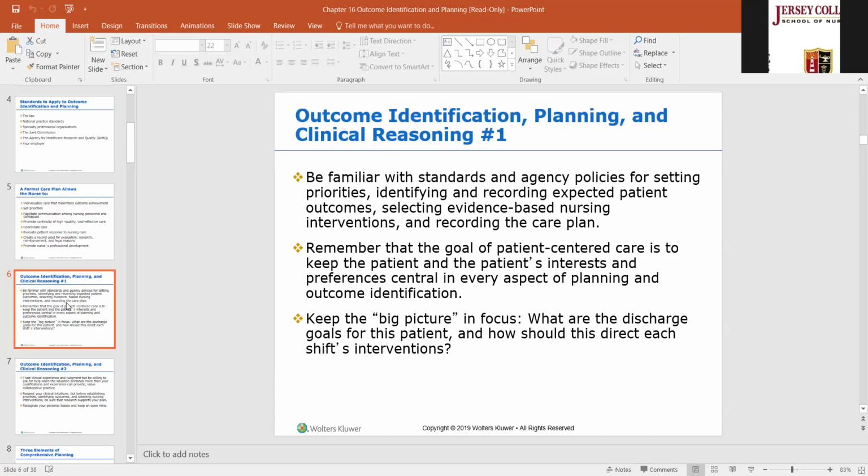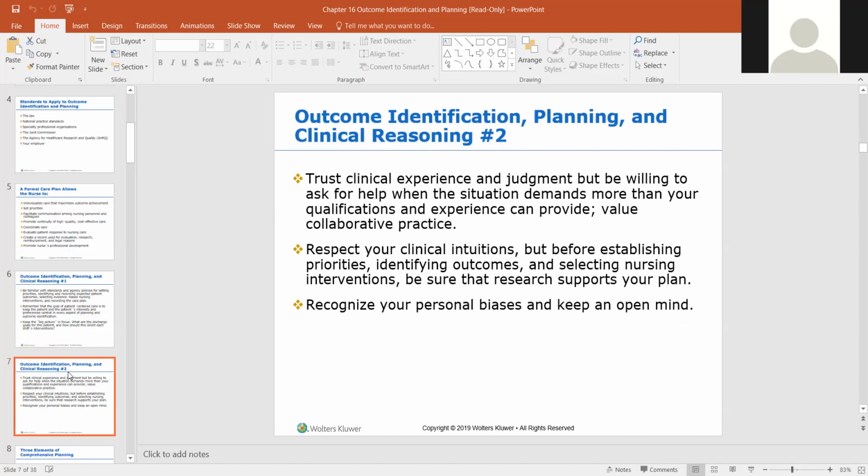So when you're doing outcome identification, you're looking at goals that you want this patient to meet. And if your patient doesn't agree on the goals, or they're not on the same page or in alignment with you, that's going to be an issue. So we have to have the big picture in focus. What would be our discharge goal for the patient, and how would we direct the interventions towards meeting those goals? Again, when you're doing your care plan, everything needs to be married together, all headed in the same direction.